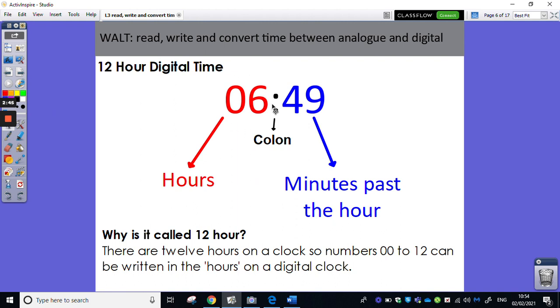So the first number that I do on this side in the red is the hours, okay? And we're only looking at 12-hour digital time today. Now, some of you might be familiar with the 24-hour clock. We're just going to focus on 12-hour today, and we'll be looking at 24 tomorrow. So I have my hours on this side, and then how many minutes passed on this side, okay? As you see, it's got 49. It should go right up to 59 for the minutes, and then it will go to the next hour, okay? Because there are 60 minutes in 1 hour.